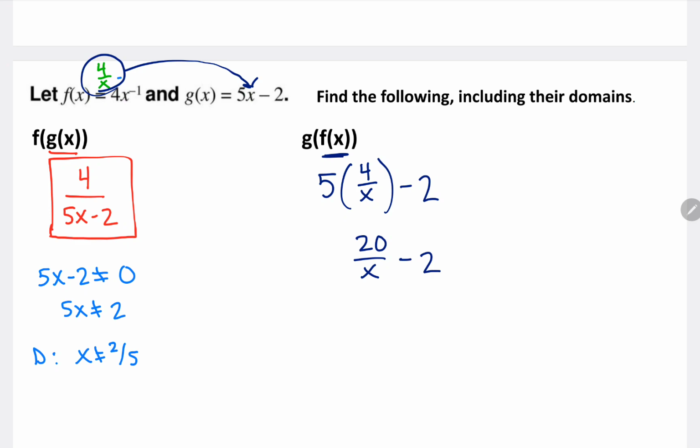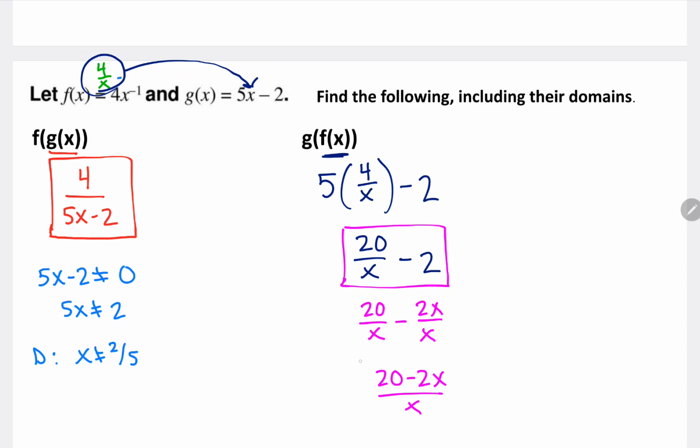I'm going to combine it into one thing by getting a common denominator. So 20 over x minus 2x over x. So now they have a common denominator, which means I can write it as 20 minus 2x all over x. So again, you could probably leave your answer like this, but this means the same thing and looks a little cleaner because it's all over x.